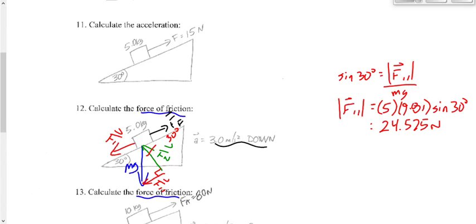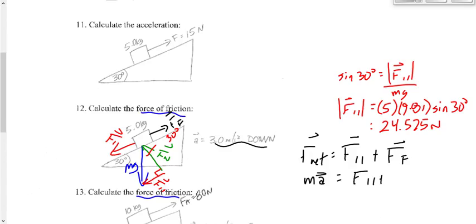Mackenzie, now what do I do once I have this F parallel thing? Yeah, what equation? F is equal to m times a, but also F is equal to the sum of the forces, right? F net is equal to F parallel plus FF, and then m times a is equal to F parallel plus FF.